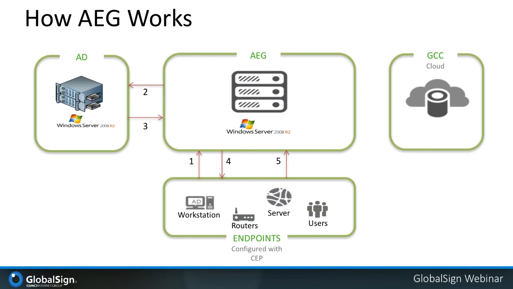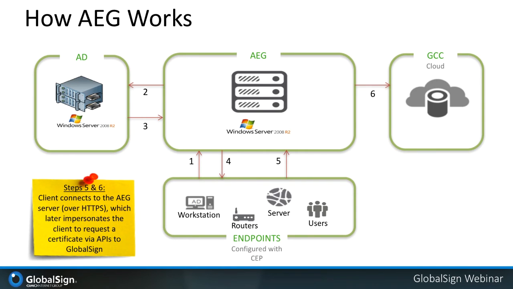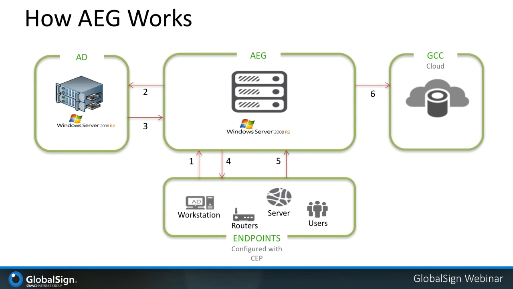Now that the endpoints have the policies in hand, they can connect to the AEG server again, this time to request the actual certificates. The AEG, in turn, can impersonate these requests coming in from the endpoints, and then generate an API message with the said requests, and then sends all of this to the GlobalSign Certificate Center for processing.